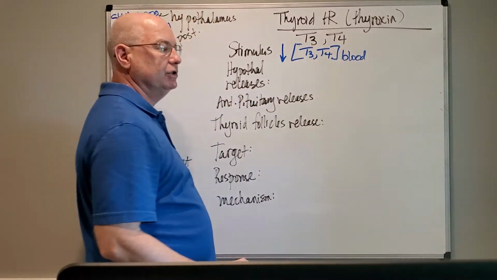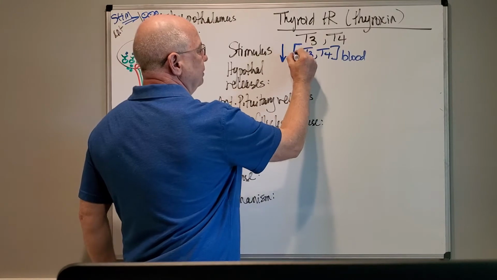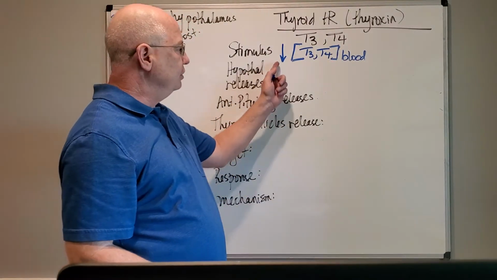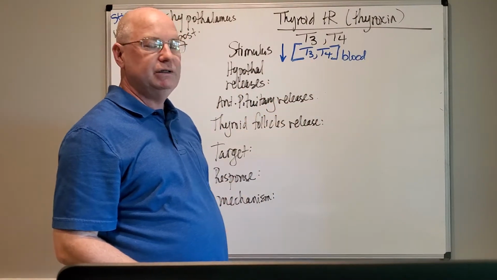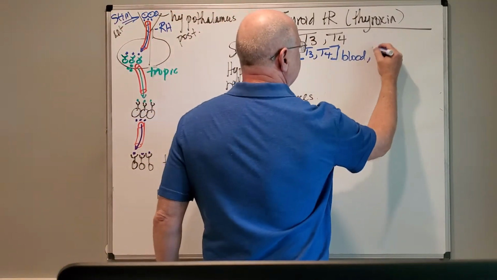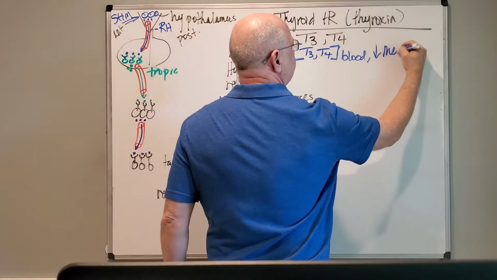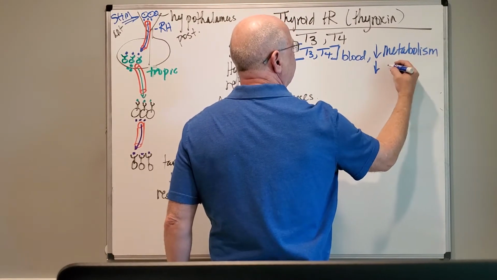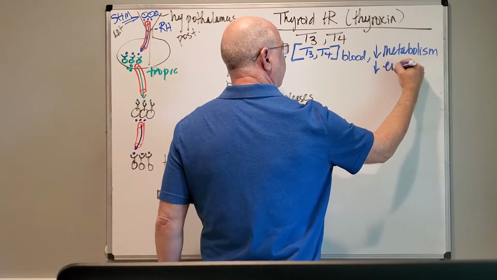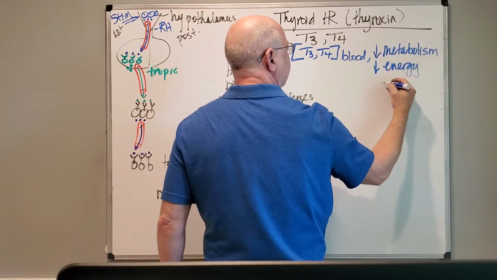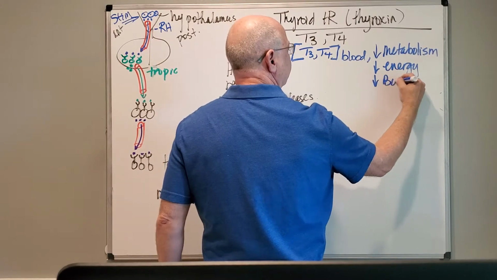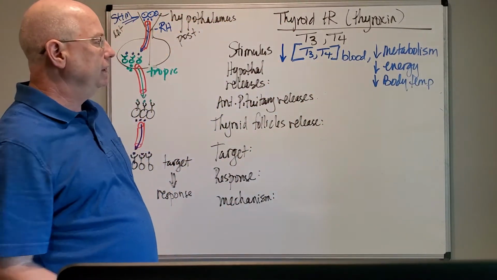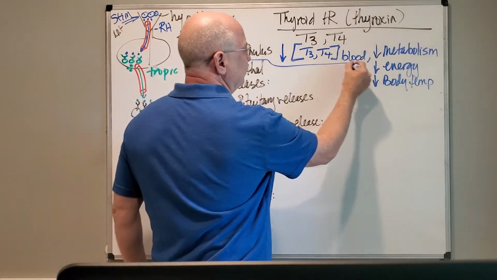That's one stimulus. If you recall in chemistry, these brackets mean the concentration of whatever's inside the brackets. So this is decreased concentration of T3 and T4 in the blood, which means we have a decreased metabolism, we have decreased energy, and we have decreased body temperature. Now, I didn't write this out very well because I can't fit it all in here, but that would all be the stimulus for this hormone.